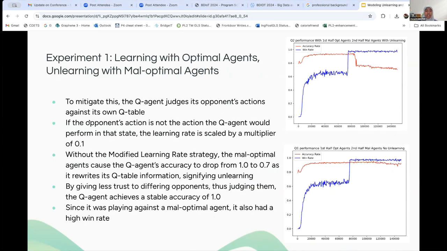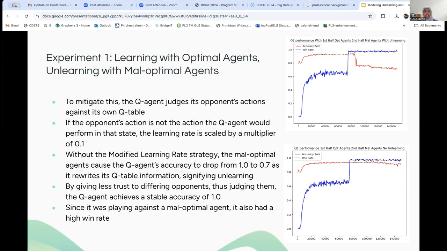So to mitigate this, we modulated the learning rate. If the opponent's action was not the action that the Q agent would perform in that state, so if the opponent's action and the action for that state did not match, the learning rate is scaled by a multiplier of 0.1. So essentially, the Q agent judges its opponent's actions against its own Q table.